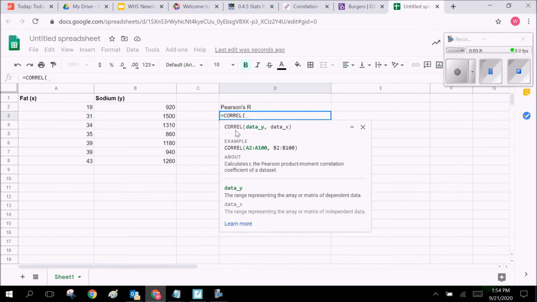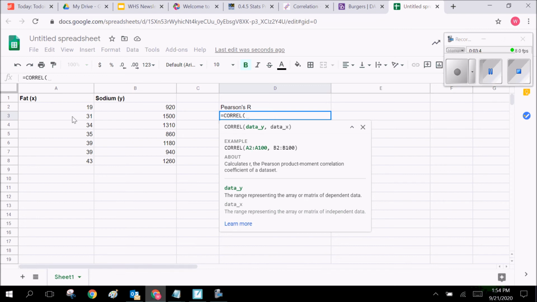So it's going to ask me to be able to look at data set 1 versus data set 2. Okay, now it says data y versus data x. So if this is my Y data group, then I'm going to go ahead and start with this one. Now, how do you define a data set?